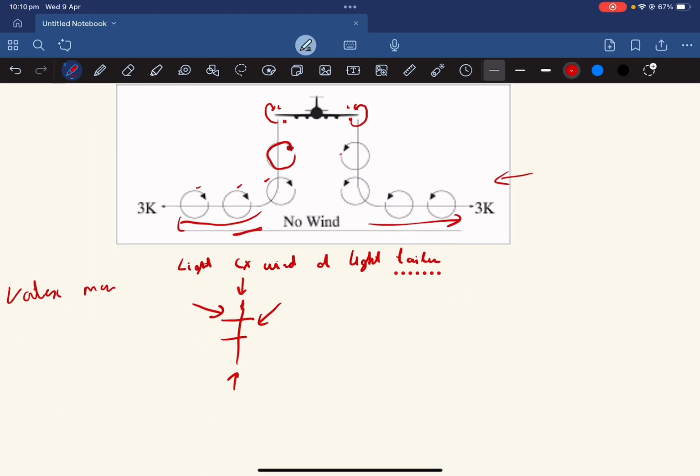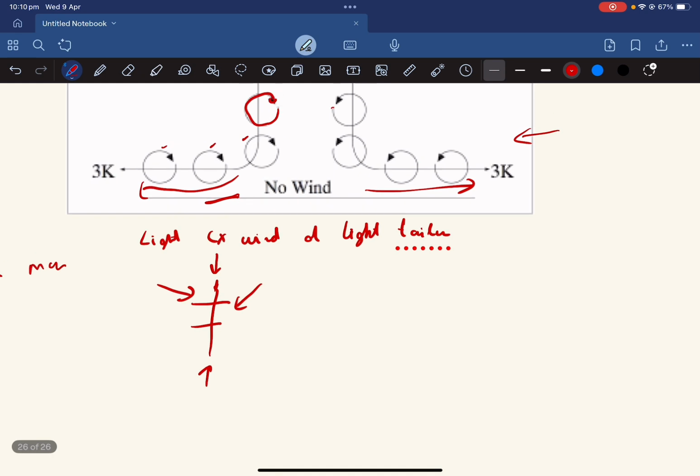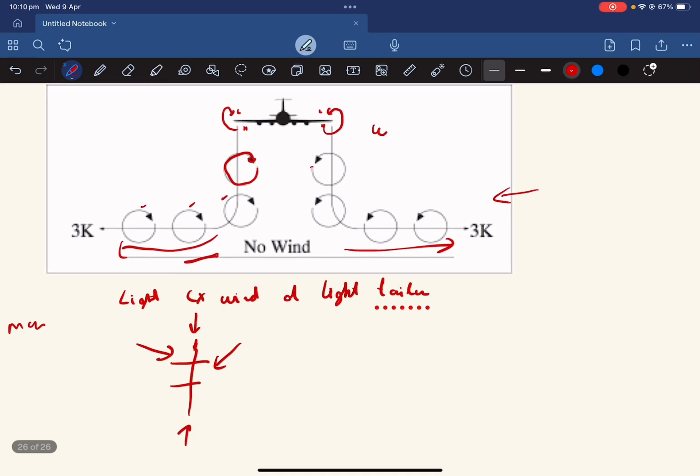This is the upwind vortex, okay? What is upwind? It means into the wind. If wind is coming from here, this is definitely into the wind, right? And this is the downwind vortex. What does downwind mean? It means opposite to the direction of the wind.